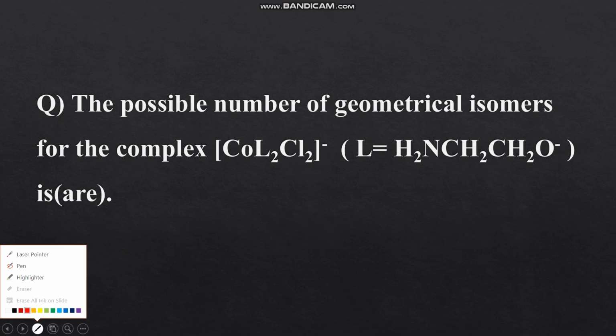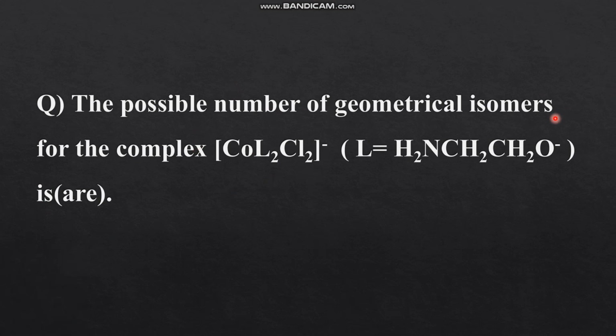So this is your complex given. You have to find the possible number of geometrical isomers. This is your complex, CoL2Cl2 minus, and they have given the ligand elaborately. As you can clearly see, it's a bidentate ligand because there are two coordinating sites here: NH2 is one coordinating site, and O minus is another. So this ligand can donate through these two sites simultaneously, so we concluded that it's a bidentate ligand, that is, it will occupy two of your coordination sites.